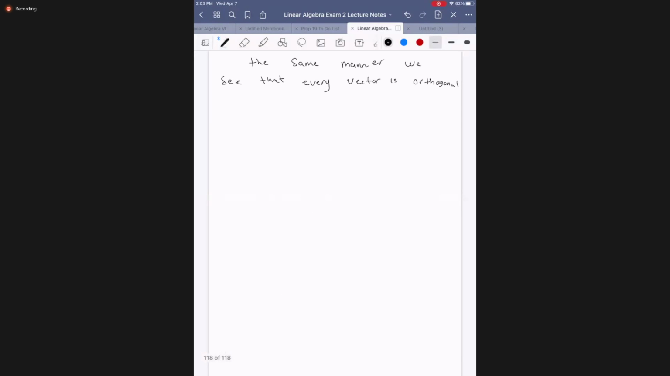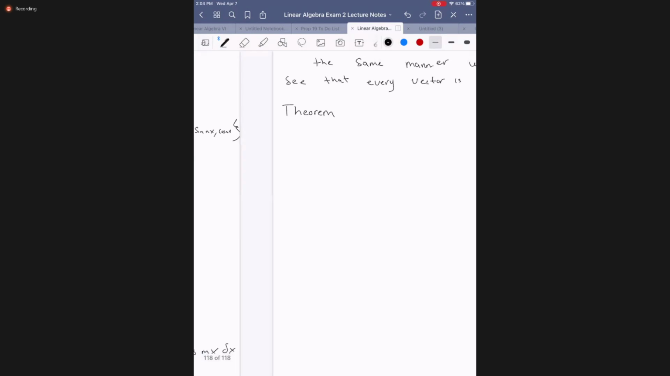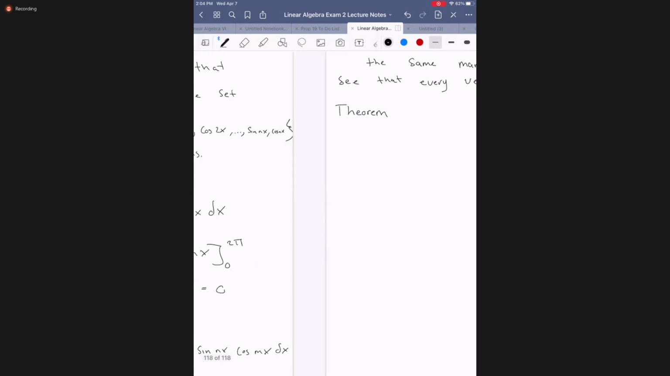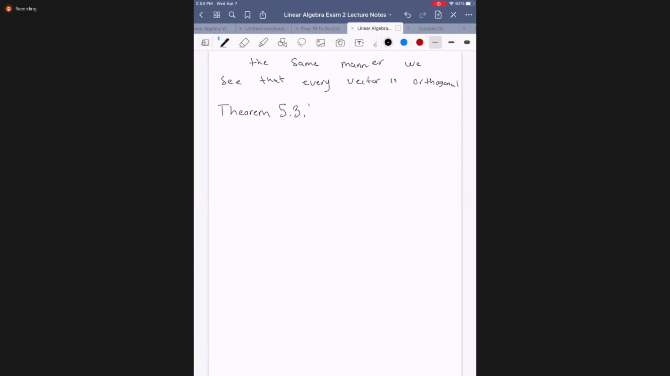So today, I'm going to give out some theorems and some results that highlight why it's useful to have orthogonal and orthonormal vectors. So let's look at these. This will be theorem, I guess, 5.35.